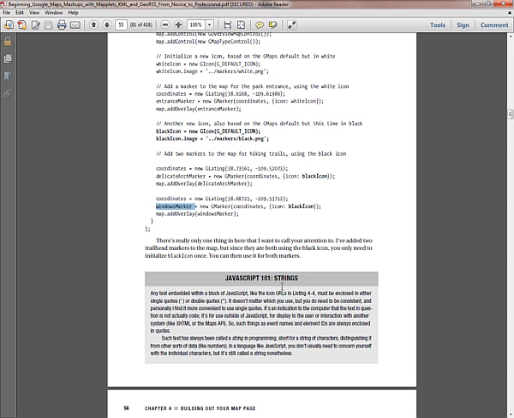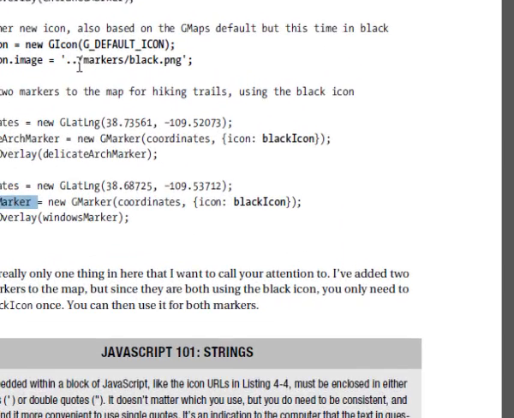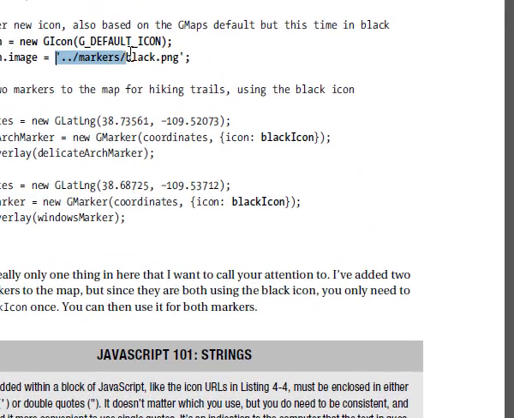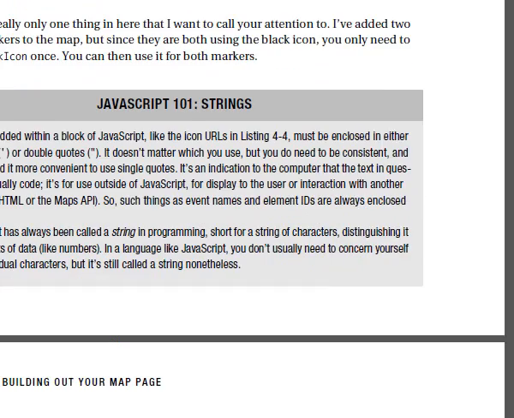And then he talks a little bit about strings, which basically it's important to remember that you have to use either single or double quotes. You can use either one around any text strings in your JavaScript code. And in this case, the text strings that he's talking about are the references to the image file that he used for the icons.